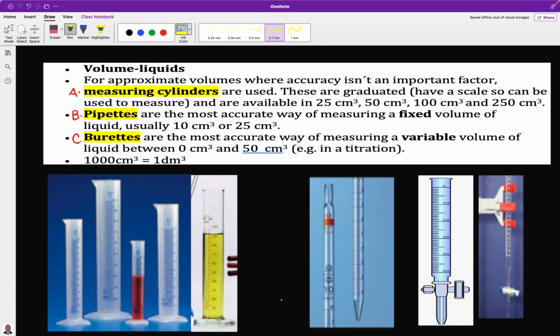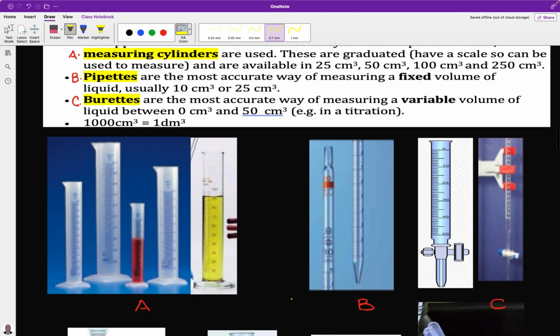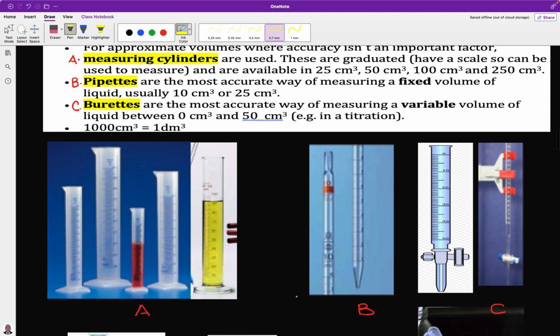So this is an example. These are good examples of measuring cylinders, where accuracy is not very, very important. But where accuracy is very, very important and an accurate value is required, we now use the pipettes, and we can also use the burettes.